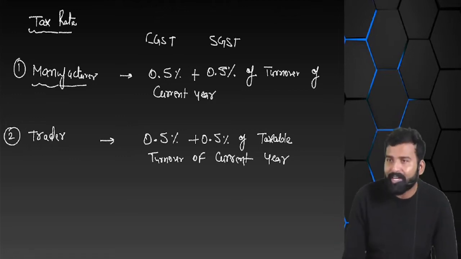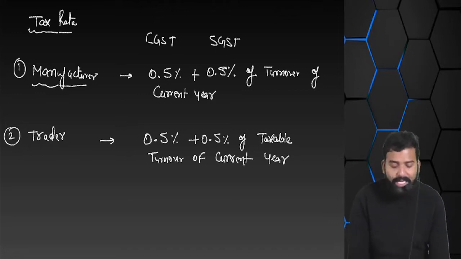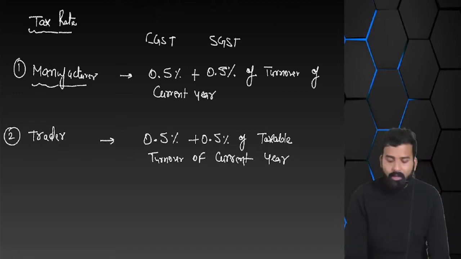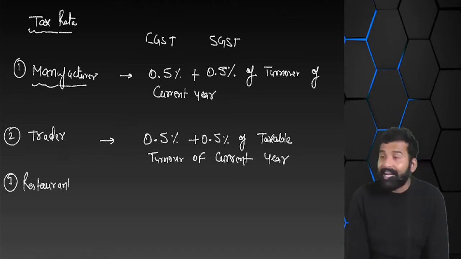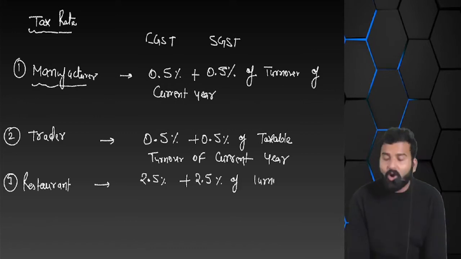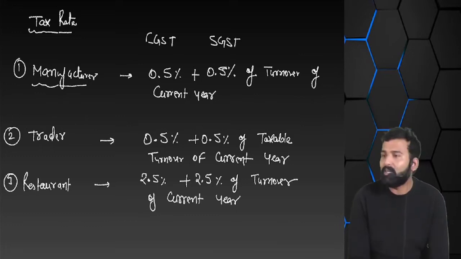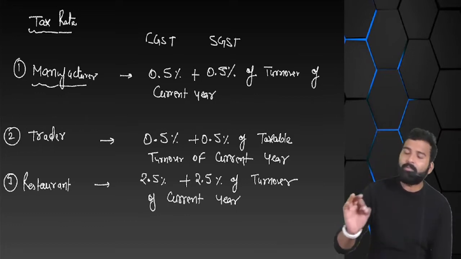So a trader will be paying only on his taxable supply, not on the total turnover. That is very important to watch here: we are going to pay only 1% of the taxable turnover. Okay. Third point is restaurant. Restaurant is also going to pay 2.5% plus 2.5% of the turnover of the current year. Now again, this is turnover. There is no taxable turnover here. So restaurant is going to pay on the turnover.